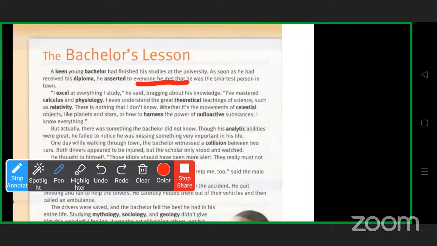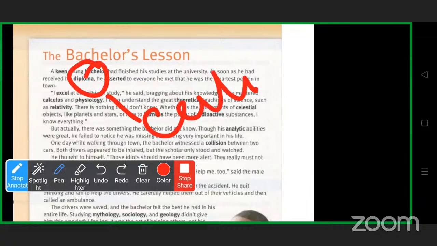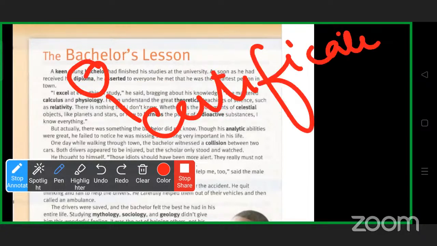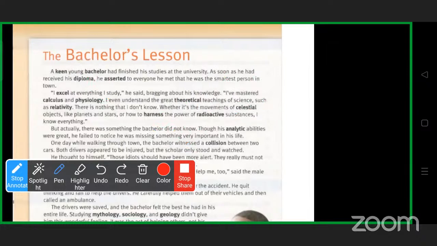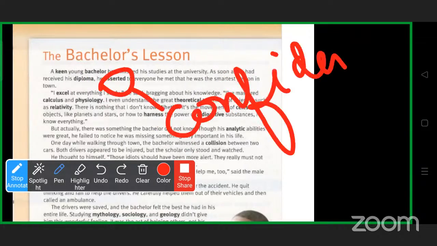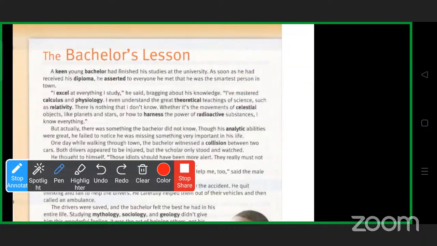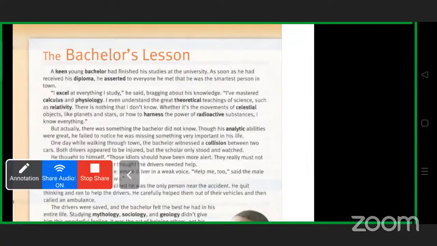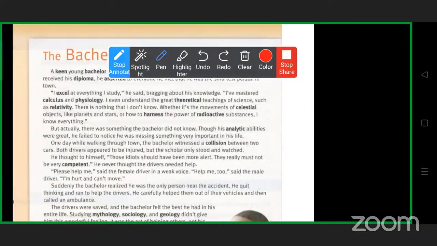As soon as he had received his diploma, when he got his certificate, diploma is the name of a certificate. Certificate is a noun here. And he asserted, that means he said something with confidence. When we say something with confidence in the statement, then we say asserted. He asserted to everyone that he met that he was the smartest person in the town. So he is the most intelligent person in the town because he got the diploma.